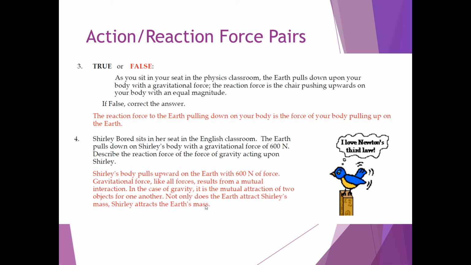So number 4, Shirley Board sits in her seat in the English classroom. The earth pulls down on Shirley's body with a gravitational force of 600 newtons. Describe the reaction force of the gravity acting upon Shirley. So earth pulls down with 600 newtons. So that means that Shirley pulls up on the earth with 600 newtons. So this is action-reaction force pairs, as simple as it gets.